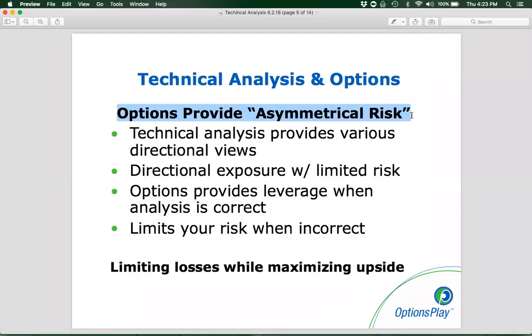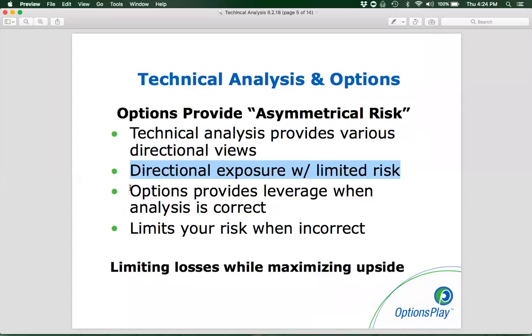And that's really useful when we're using options and technical analysis, because technical analysis provides us with various directional views. What I mean by various directional views is that depending on the form of technical analysis you use, you will have different ways to figure out where you think the stock's going to go. Now, what's really important is that options provide us with directional exposure based on our directional views, but allow us to take that directional exposure with limited risk. Because when you buy a stock, or if you short a stock, you have the risk that the stock goes in the opposite direction that you think it's going to go in, and you have the same amount of risk as you do if it goes in the direction that you expect it to go.